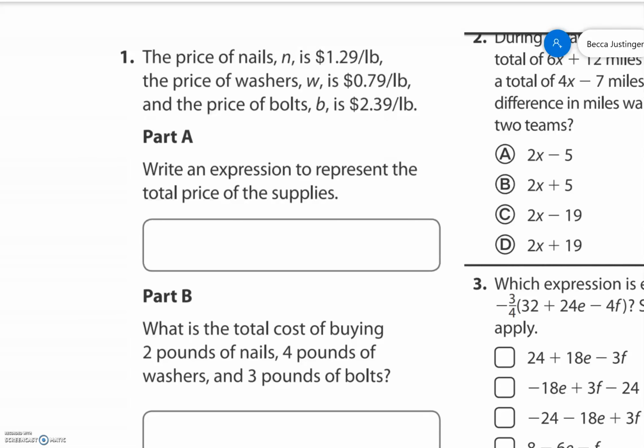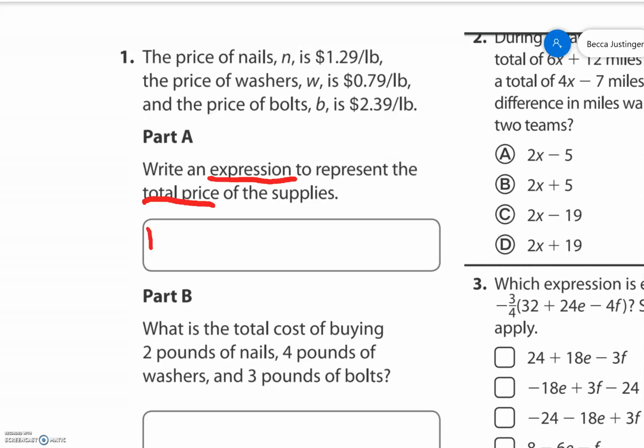Number 1, the price of nails N is $1.29 per pound. The price of washers W is 79 cents per pound. And the price of bolts B is $2.39 per pound. Write an expression to represent the total price of the supplies. So total price and expression are our key vocabs.